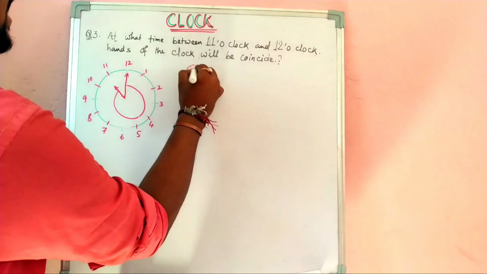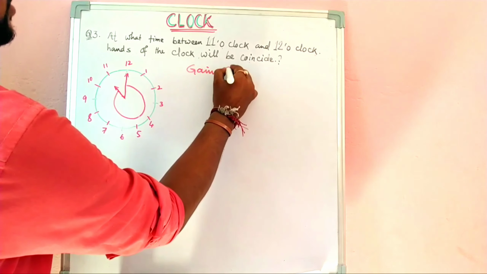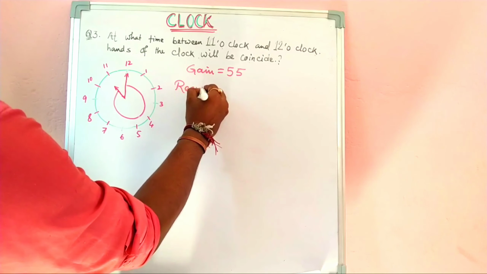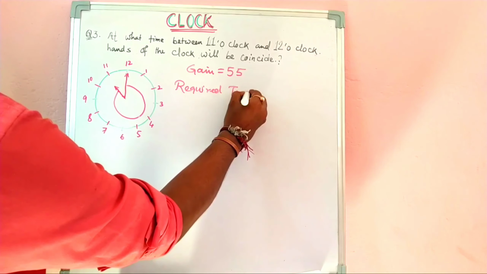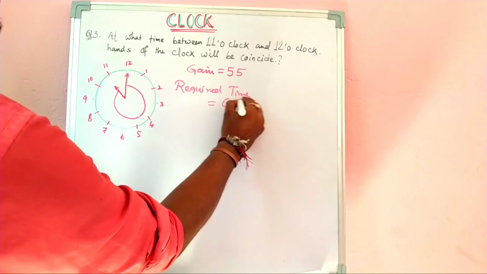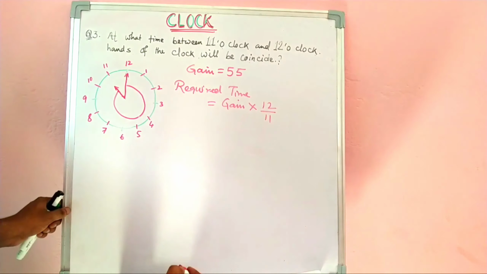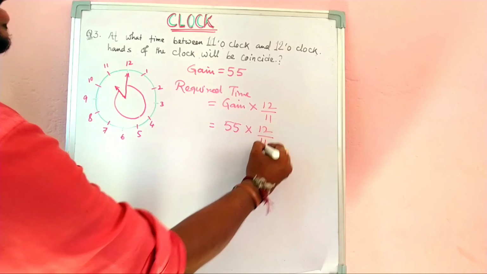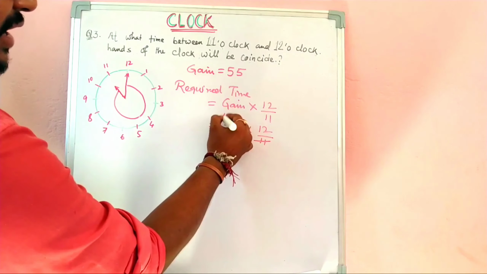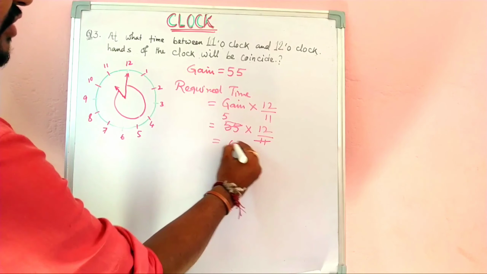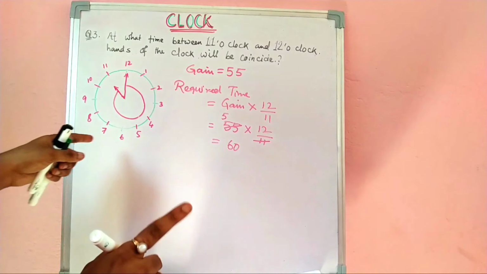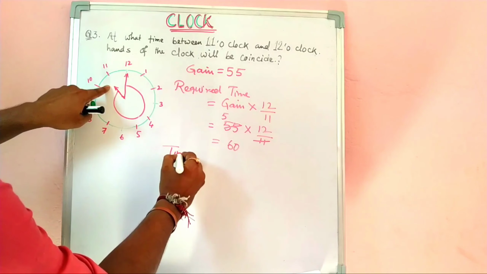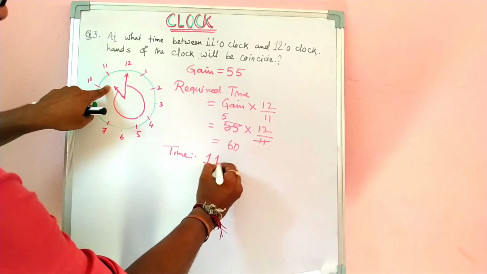So that means how much gain? Gain is 55. That's it. Now the required time formula equals gain multiplied by 12 by 11. Now gain is 55 into 12 by 11. Now 11 fives are 55, so 5 into 12 is 60. So just try to understand. 11 o'clock ho chuka tha. Okay, so what is the time? Time is nothing but 11:60.